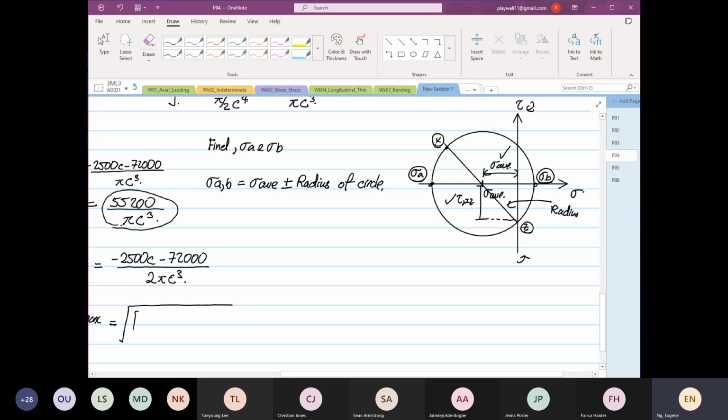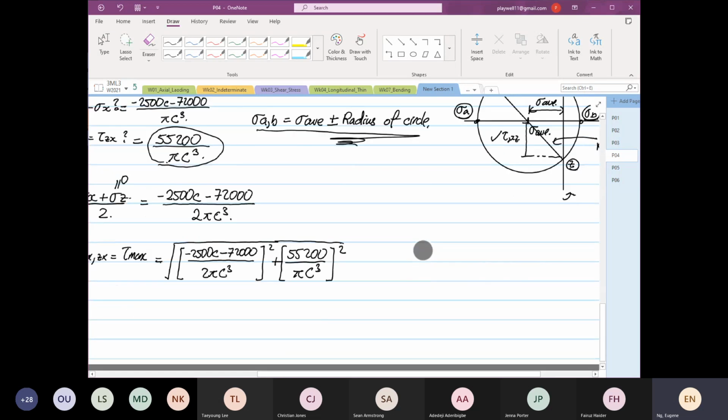So this will be equal to the square root of minus 2500 C minus 72,000 divided by 2 pi C cube, the whole thing squared, plus 55,200 over pi C cube, and the whole thing is also squared. Okay. So now immediately we can substitute to find our stress A and stress B.